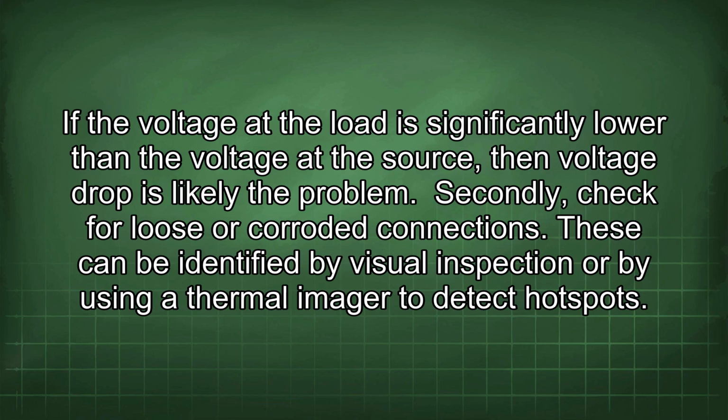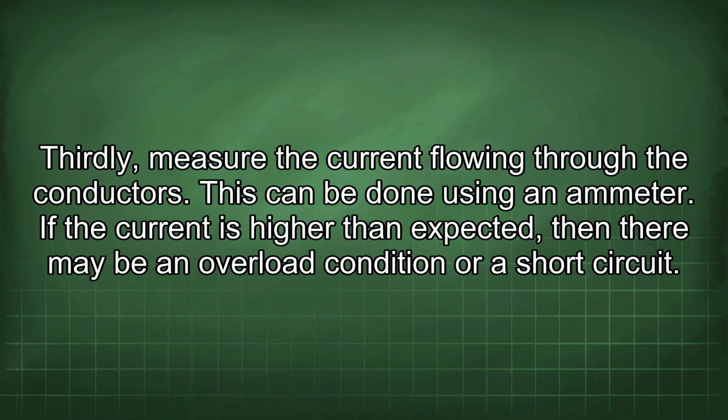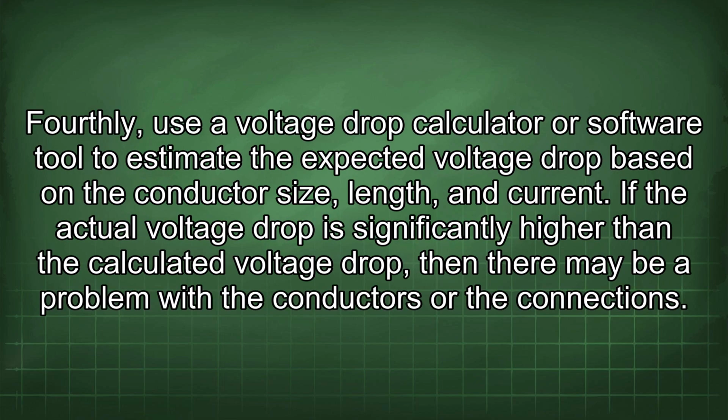These can be identified by visual inspection or by using a thermal imager to detect hotspots. Thirdly, measure the current flowing through the conductors. This can be done using an ammeter. If the current is higher than expected, then there may be an overload condition or a short circuit. Fourthly, use a voltage drop calculator or software tool to estimate the expected voltage drop based on the conductor size, length, and current. If the actual voltage drop is significantly higher than the calculated voltage drop, then there may be a problem with the conductors or the connections.